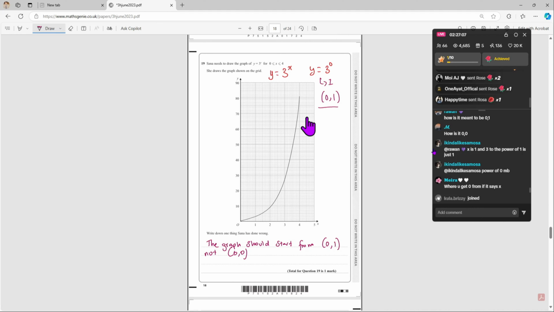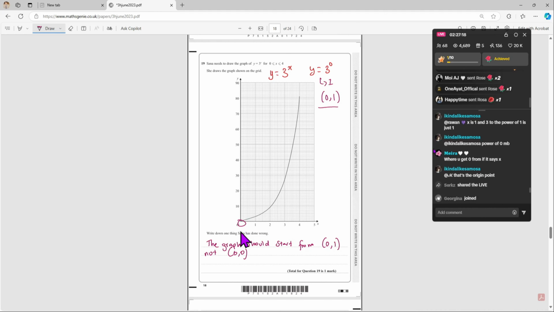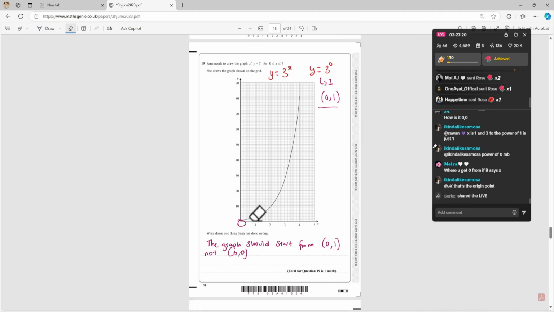Where did I get 0 from if it says x? Because this is the x-axis and 0 is on the x-axis, and 0 is the value of x basically for this specific axis, okay?